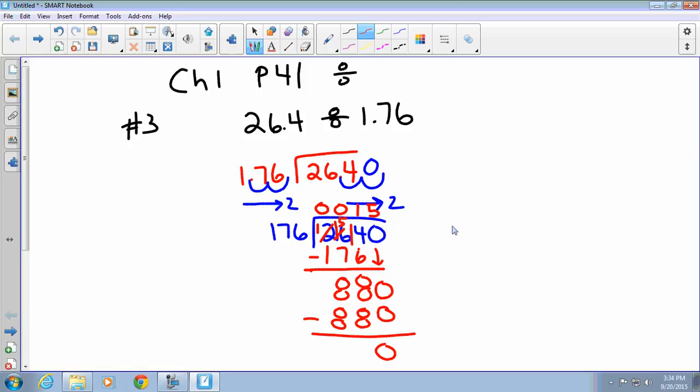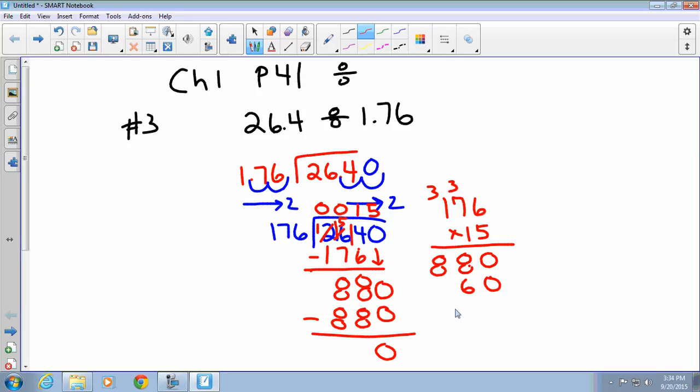Remember, I can always check my work. I want to take my divisor, 176, times my quotient, or my answer of 15. This is just a multiplication problem. We're just going to have to work it out. 6 times 5 is 30. Carry the 3. 7 times 5 is 35 plus 3 is 38. Carry the 3. 1 times 5 is 5 plus the 3 is 8. Bring a 0 down. Don't forget your 0.